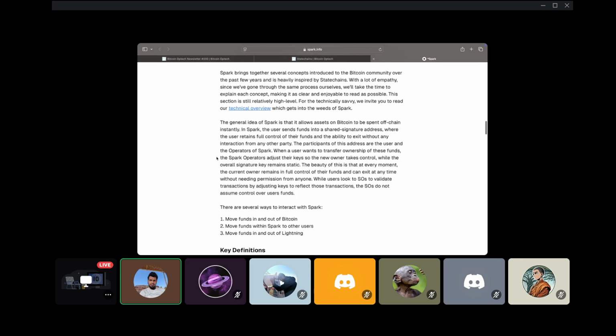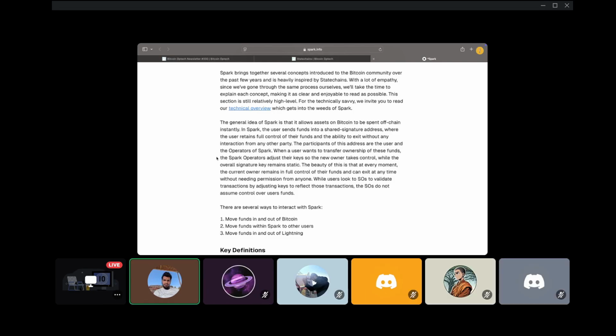While users look to SOs to validate transactions by adjusting keys to reflect those transactions, the SOs do not assume control over user funds. So basically, you send your funds to a multi-signature address, which is owned by yourself and the trusted third party. And despite that, you completely own the UTXO yourself, meaning you can exit and opt out of this protocol and go on the mainnet without anybody else's consent. You only need collaboration from the trusted third party to delegate ownership of the UTXO from one person to the other person.